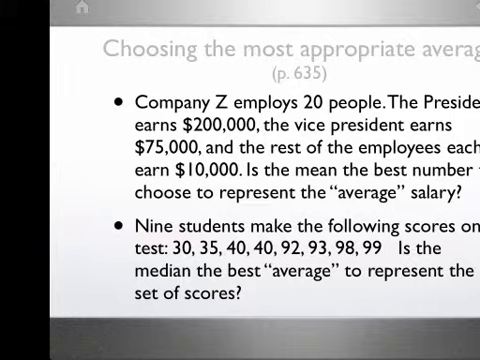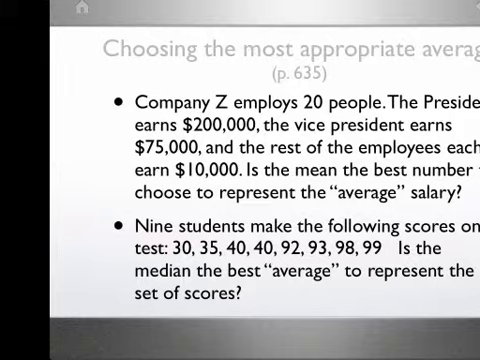Well, think about that. You may want to go ahead and calculate your mean. You have 200,000 plus 75,000 plus 18 times 10,000, and then divide it by 20, and what number do you get? And I think what I would do is ask myself, if we were going to hire you as a new employee, would it be fair to give you, our new employee, the average salary by calculating what the mean is? I don't know.